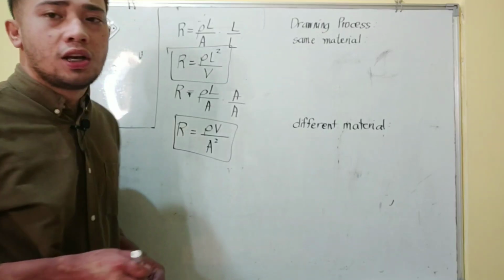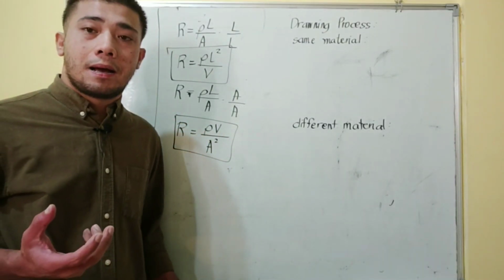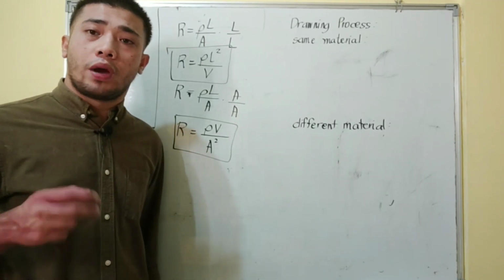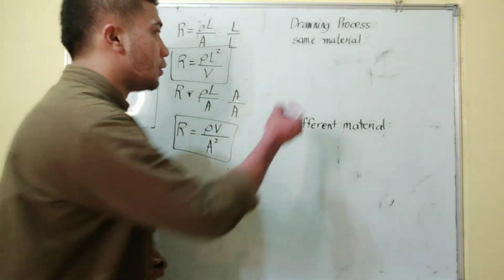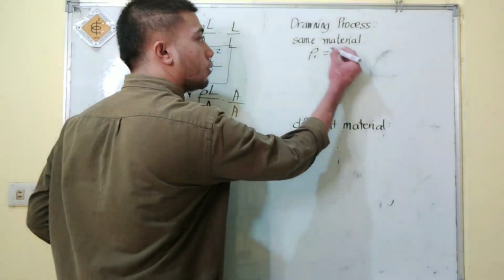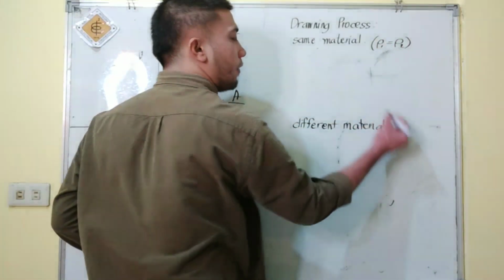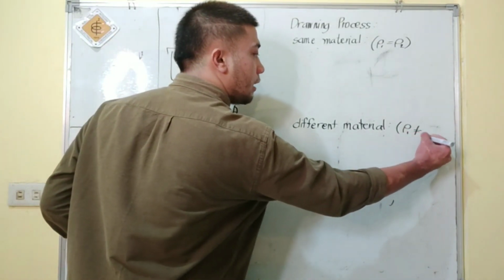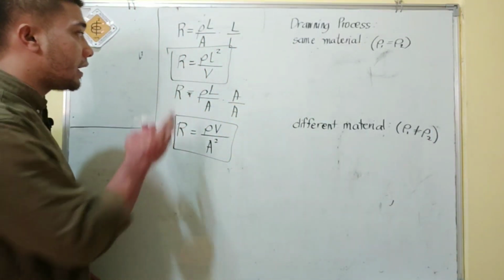So, how is that? Remember, when a conductor undergoes the drawing process, it depends on whether it is the same material or a different material. When we say same material, their resistivities are the same, so the resistivity of the first conductor is equal to the resistivity of the second conductor. However, for different materials, the resistivity of the first is not necessarily equal to the resistivity of the second. So again, we'll be starting from this.